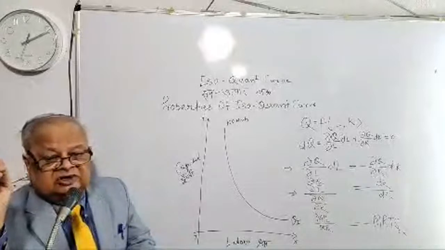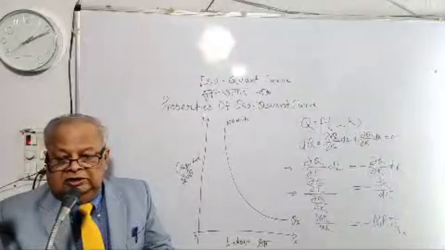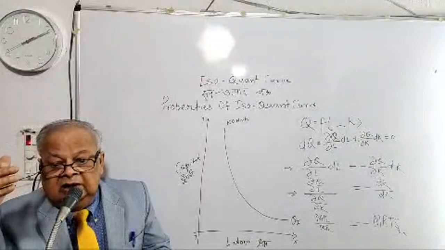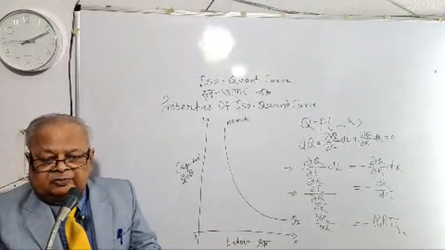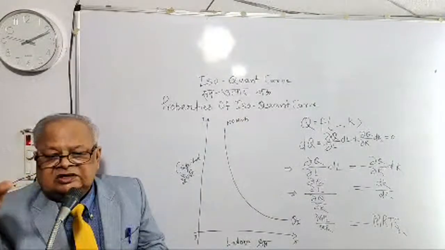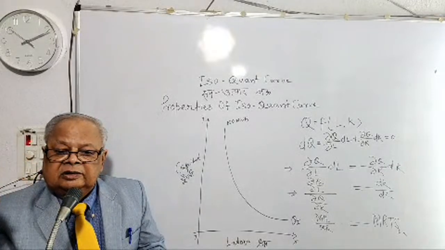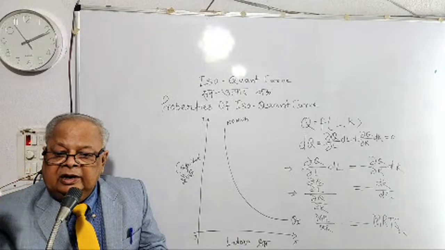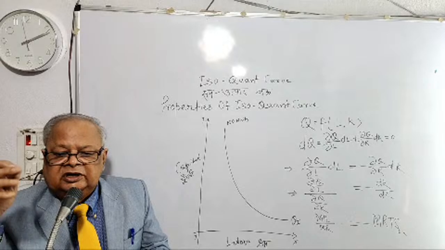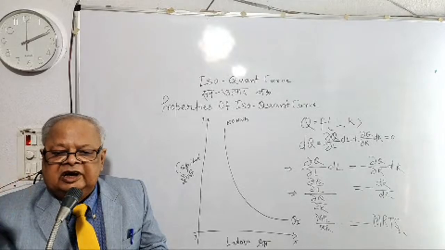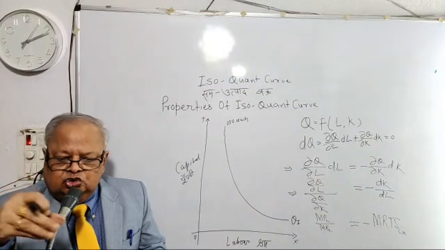Here the assumption is that only two factors are taken into account, although we know that there are 5 factors of production: land, labor, capital, organization, enterprise. But for discussion purposes, these 5 factors are converted into 2 factors: labor and capital. In all discussions in economics, everything is analyzed by taking 2 factors. It is found that the 5 factors are imbibed in these 2.